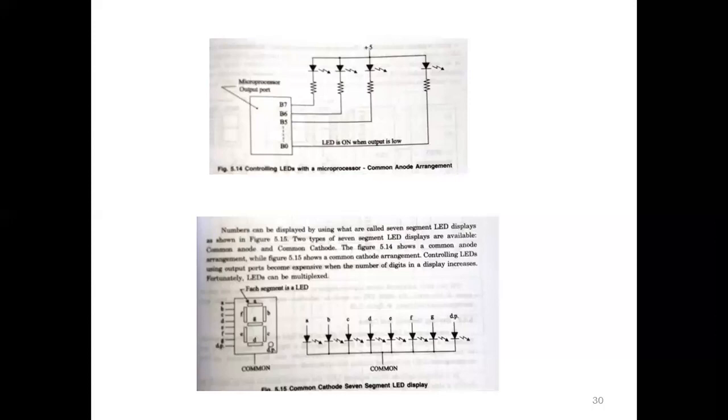If you give A equal to 1, A will be enabled, that is, A will glow. For this purpose, if you want to display the number 0, you have to give input to A, B, C, D, E and F. If you want to represent 2, it is A, B, G, E, D. Like that you give the input. This is the concept.